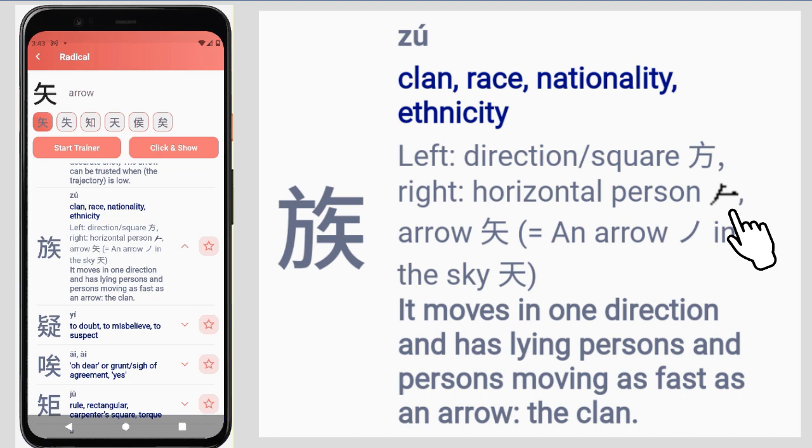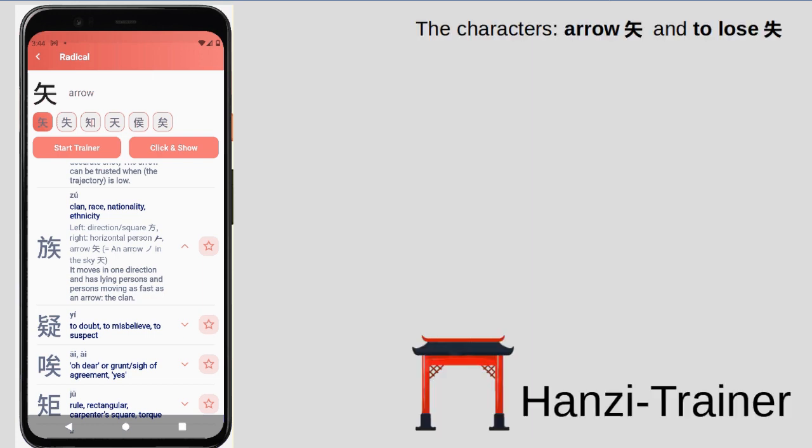For the memory phrase for clan or nationality, we think that in every clan there are old, thus lying persons, and also young, which are very active. The memory phrase is: it moves in one direction and has lying persons and persons moving fast as an arrow, the clan.